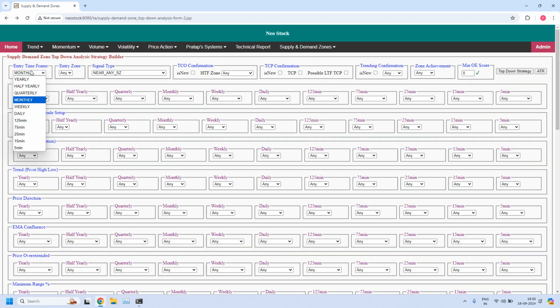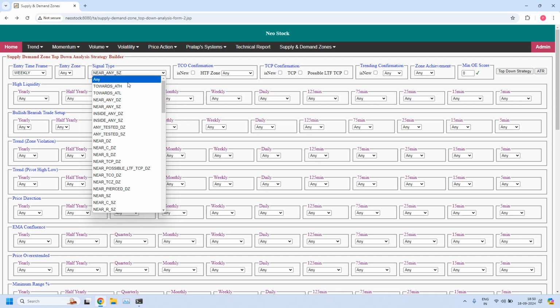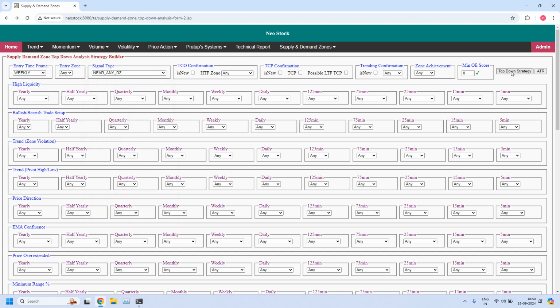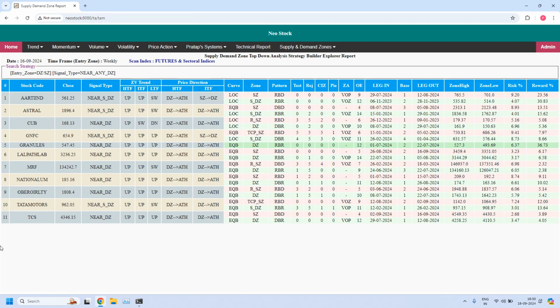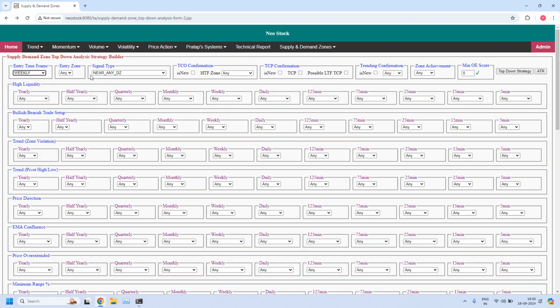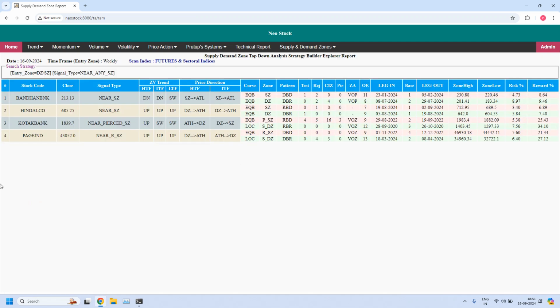Next time frame is weekly. Let us find the stocks near weekly demand zone. 11 stocks are filtered. Next, for weekly time frame, let us find the stocks near weekly supply zone. 4 stocks are filtered.